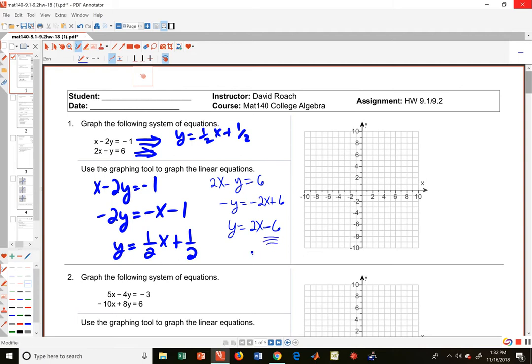So this has a y-intercept of -6, or 0, -6. So go to 0, -6, put a dot there. Now it has a slope of 2. You can do that rise over run thing. You rise 2, run 1. That would be one way to do it. But we just need another point.